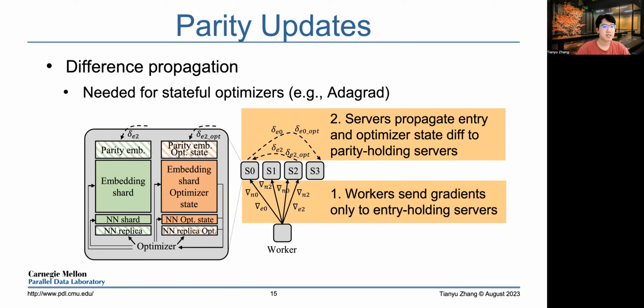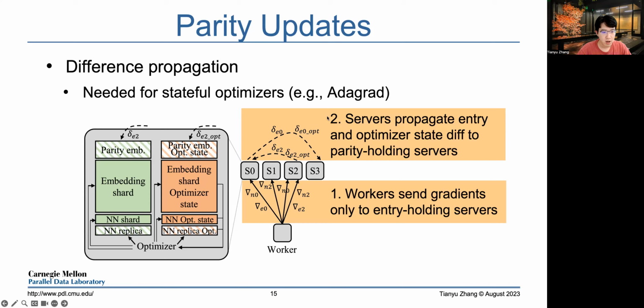For parity updates, we designed this mechanism called difference propagation. This is pretty much needed for stateful optimizers. For example, in Adagrad, we have to maintain this cumulative sum of squared gradients across iterations for every parameter. To see why this is the case, let's walk through a simple example of how difference propagation works.